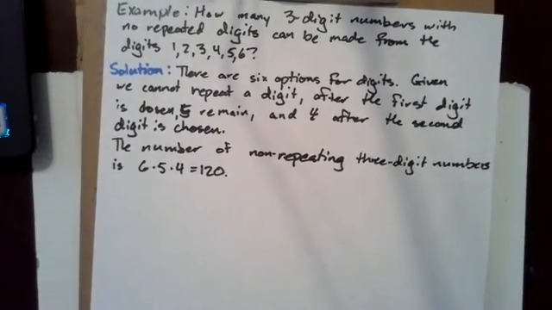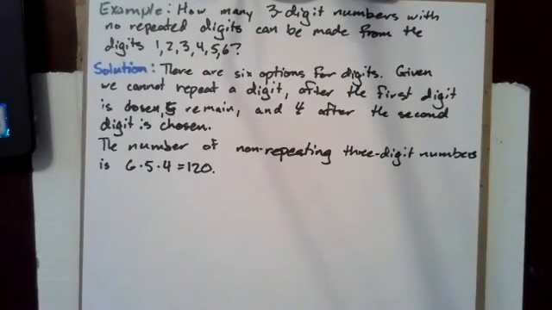One last example. How many 3-digit numbers with no repeated digits can be made from the digits 1, 2, 3, 4, 5, and 6? There are 6 options for digits, and given we cannot repeat a digit, after the first digit is chosen, 5 remain, and 4 after the second digit is chosen. The number of non-repeating 3-digit numbers using only 1, 2, 3, 4, 5, and 6 is 6 times 5 times 4, which is 120.